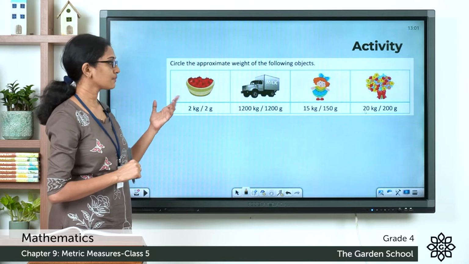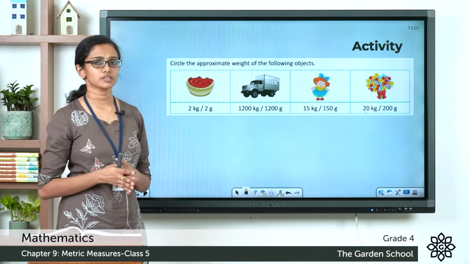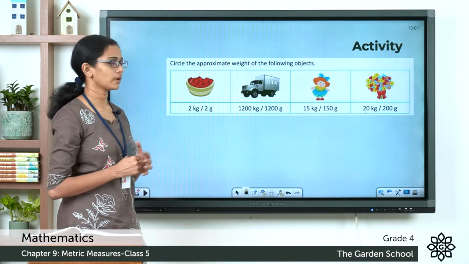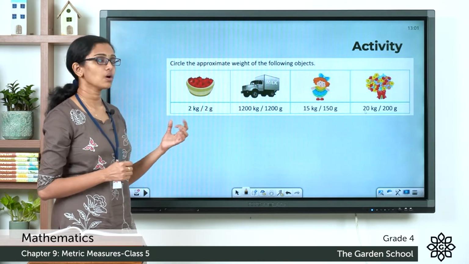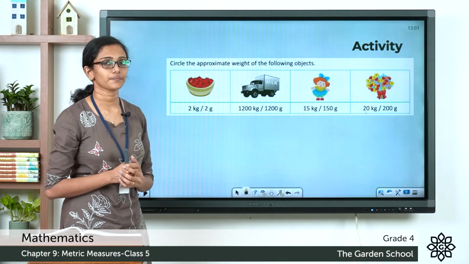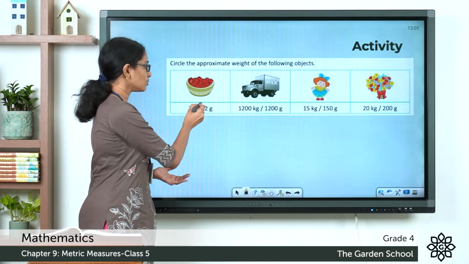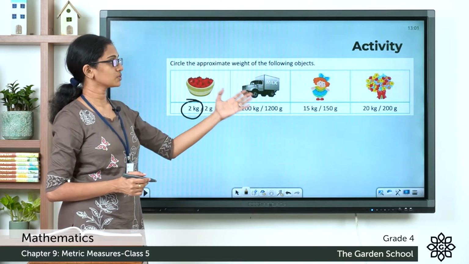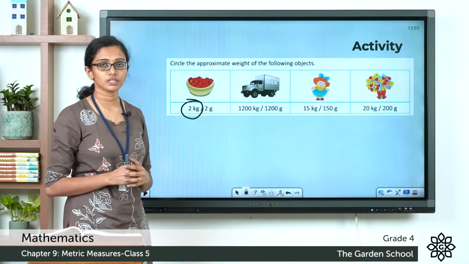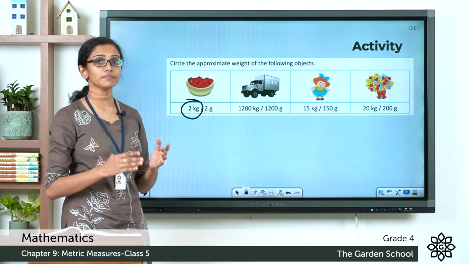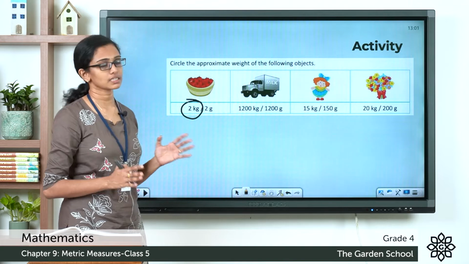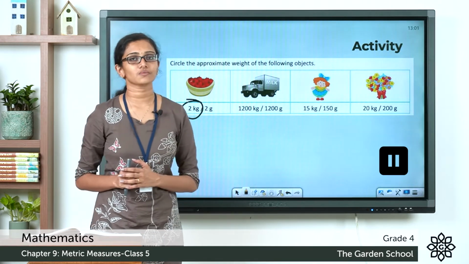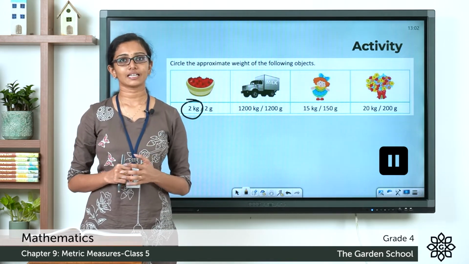The first one, you have got there a basket full of apples. How much do you think it will weigh? Would it weigh 2 kilogram or would it weigh 2 grams? It would possibly weigh 2 kilograms, right? So similarly, you have to guess the weight of the other 3 images shown here, and you have to circle the possibly correct choice. You can do this as an activity now. Please pause this video, finish this activity and come back.